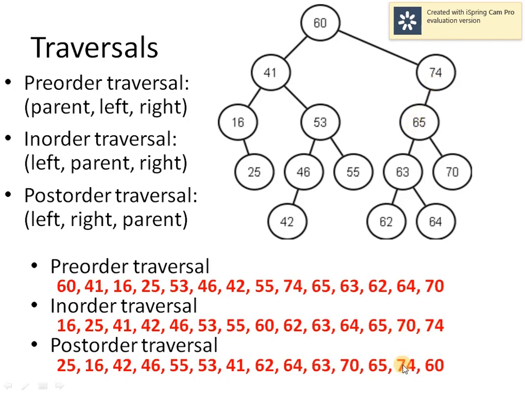So we have visited 74. So now we have visited left completely as well as right of 60 completely. So we can visit the root node, that is 60. So with this we have finished the post order traversal for the given tree. So let's take one more example and then we will look at the implementation.